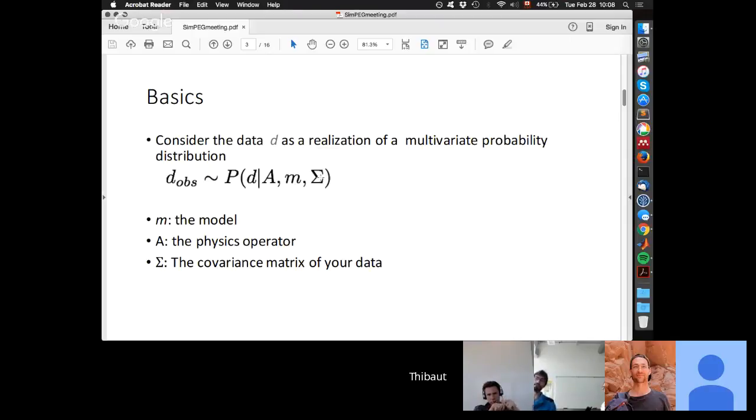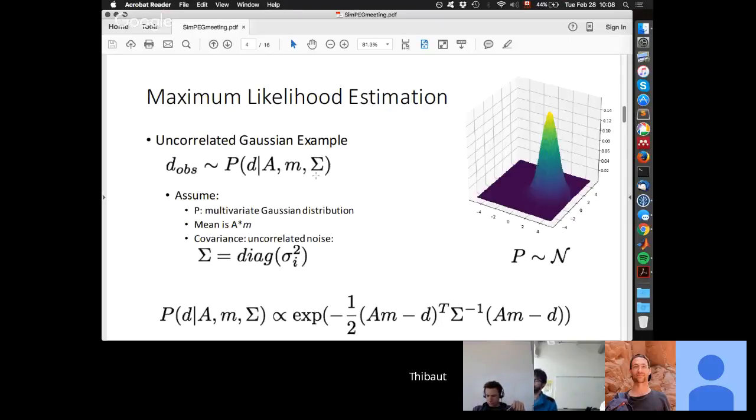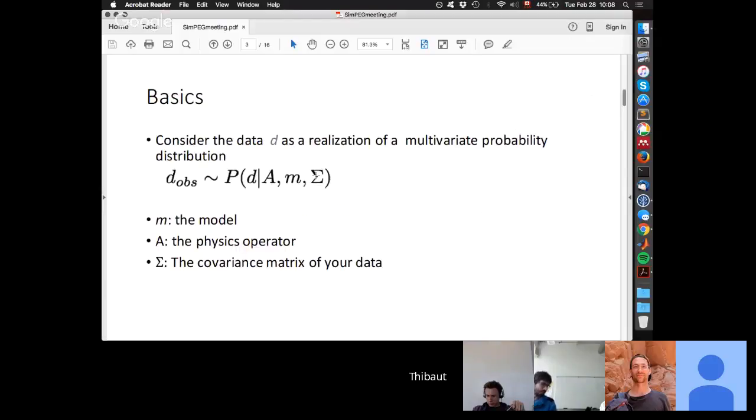Basically, in our case, that would be my noise, and it can be correlated or uncorrelated. If it's uncorrelated, it's just going to be a diagonal matrix. And you're assuming that that's known? We're assuming that that's known, but we're going to see that there are many ways we can adapt it to our problem too.